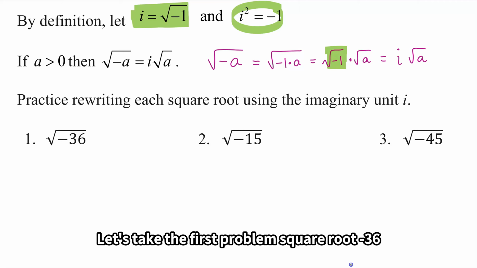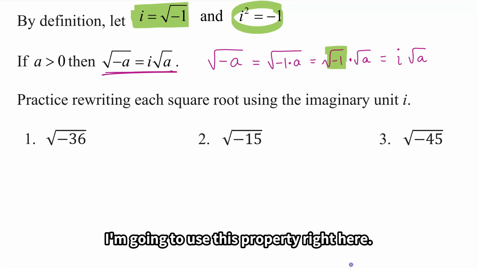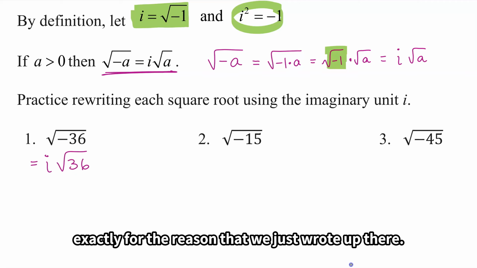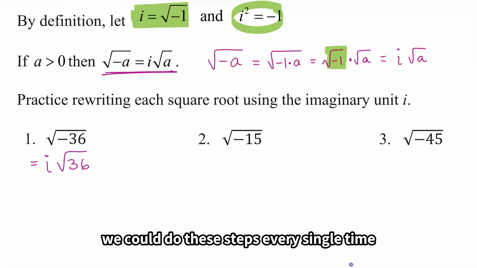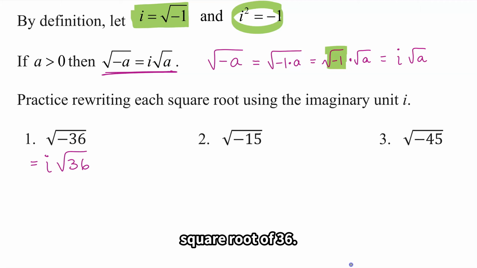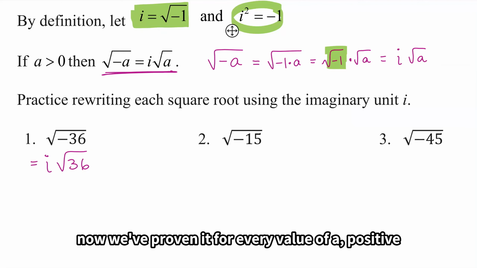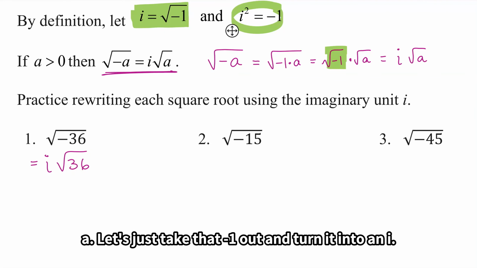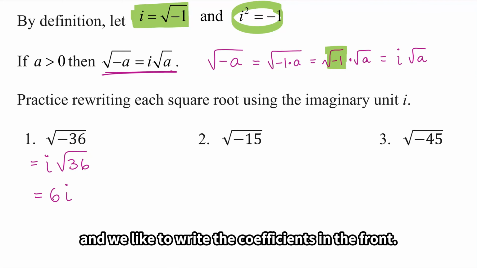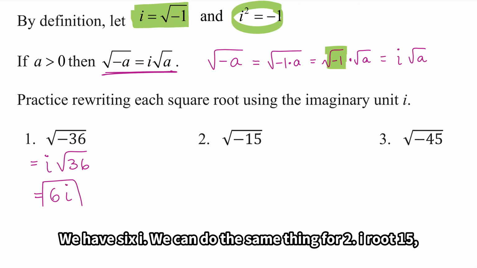Square root of negative 36. I'm going to use this property right here. The negative is going to come out as an i, exactly for the reason that we just wrote up there. We could do these steps every single time: square root of negative 1 times square root of 36, i square root of 36. But we can also use this property, now that we've proven it for every positive value of a. Let's just take that negative 1 out and turn it into an i. And then the square root of 36 we know is 6, and we like to write the coefficients in the front, so we have 6i.